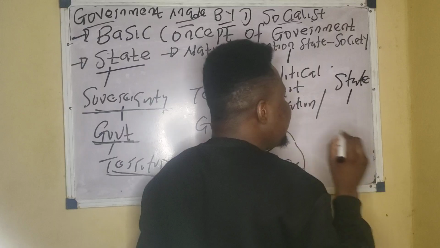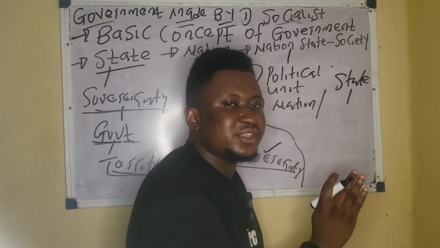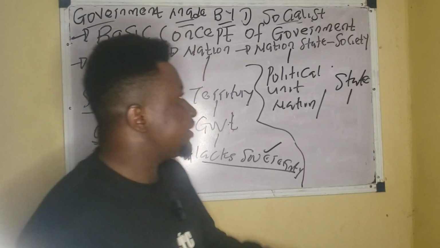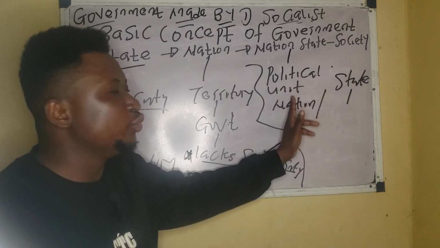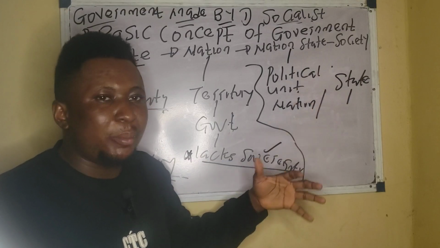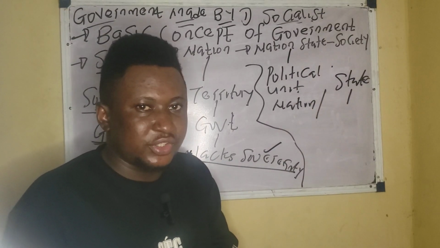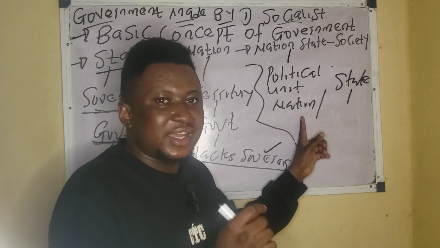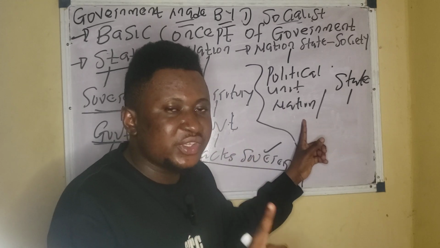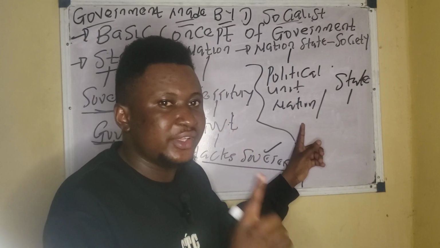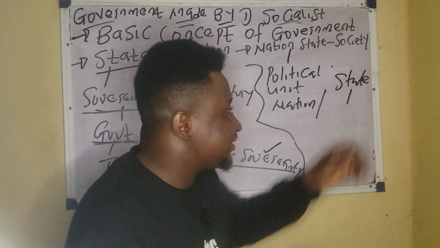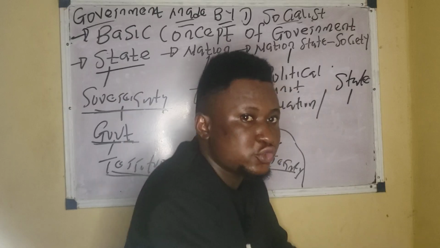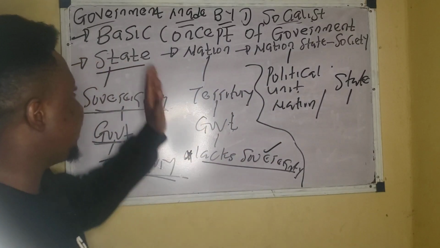A state is a sovereign government with a defined territory and sovereignty. So when I say nation state, I mean a political unit that combines a nation and a state. When you say it combines a nation, you mean it shares a common identity. A state is a sovereign government with a territory and also the presence of sovereignty. So you have your state, and you have your nation.